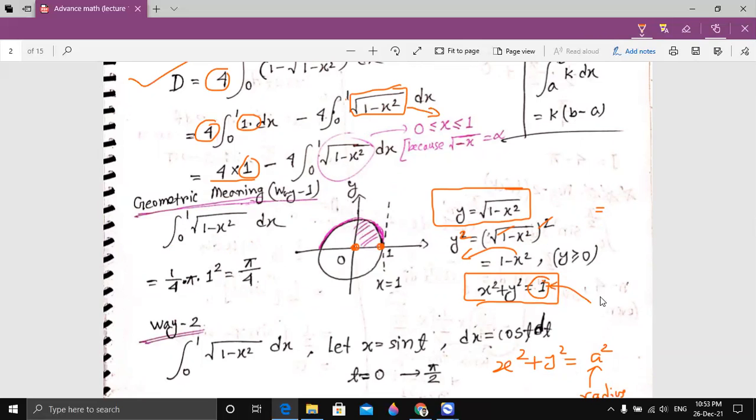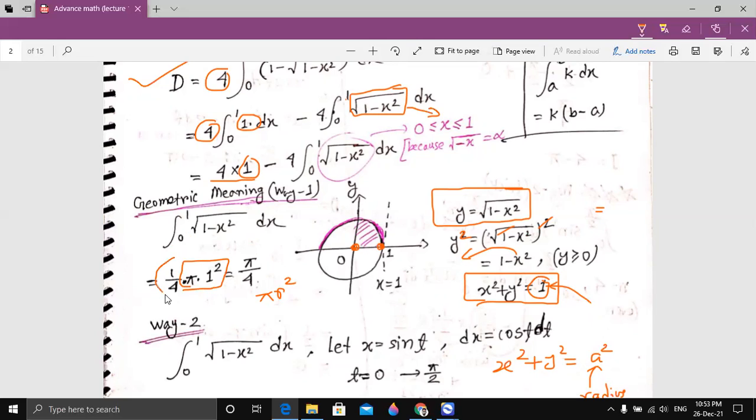From the equation we can see our radius is 1. So we know that the area of a circle is pi r squared. So this is our pi r squared, and here our radius r is 1.